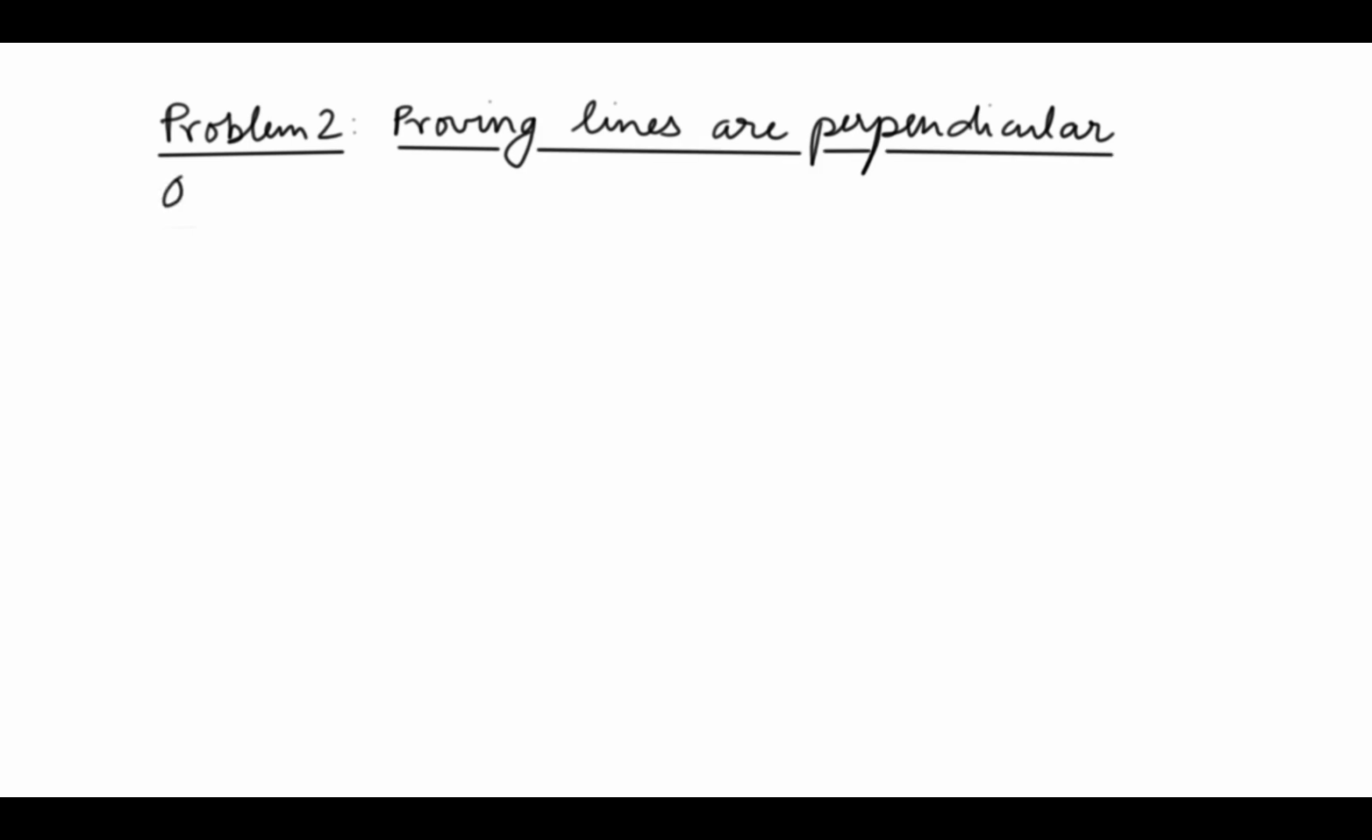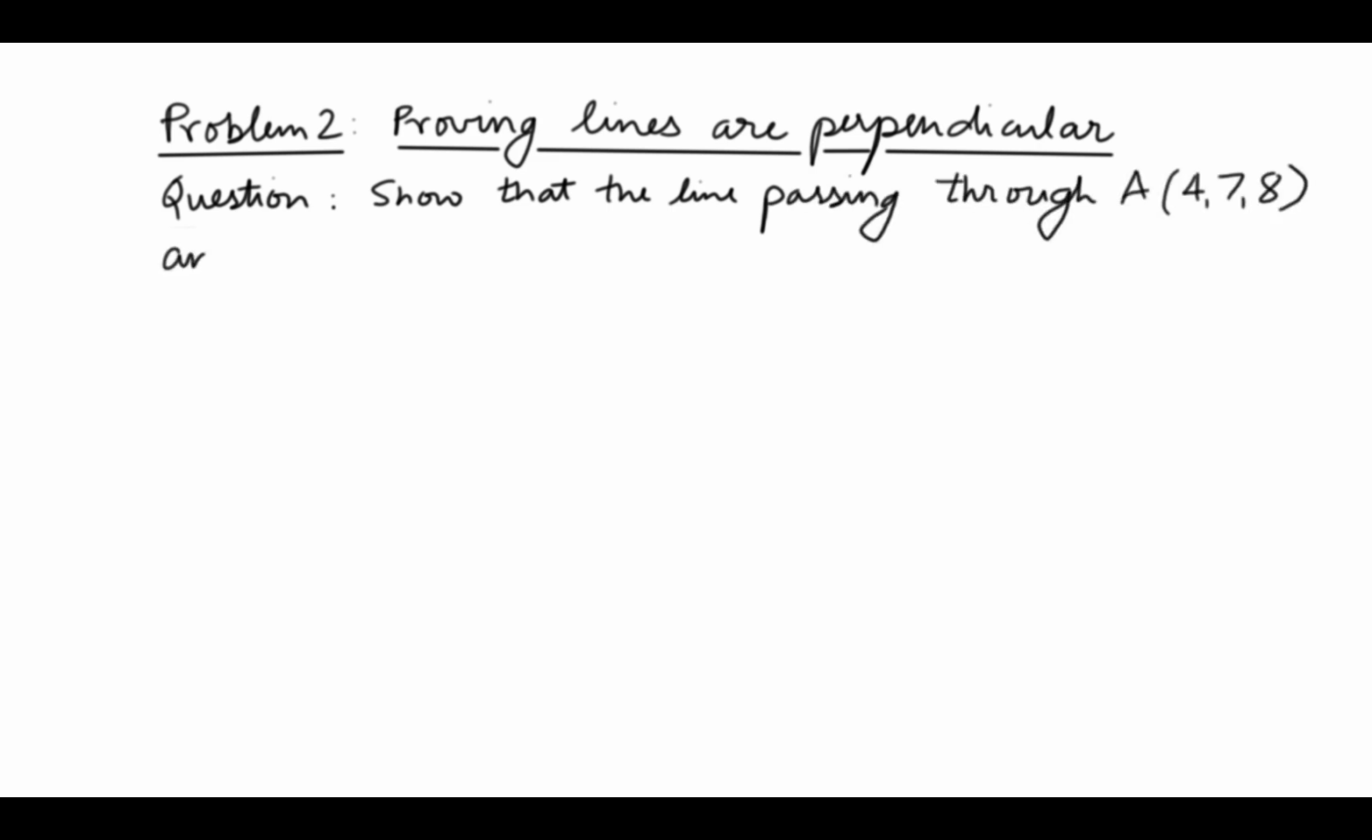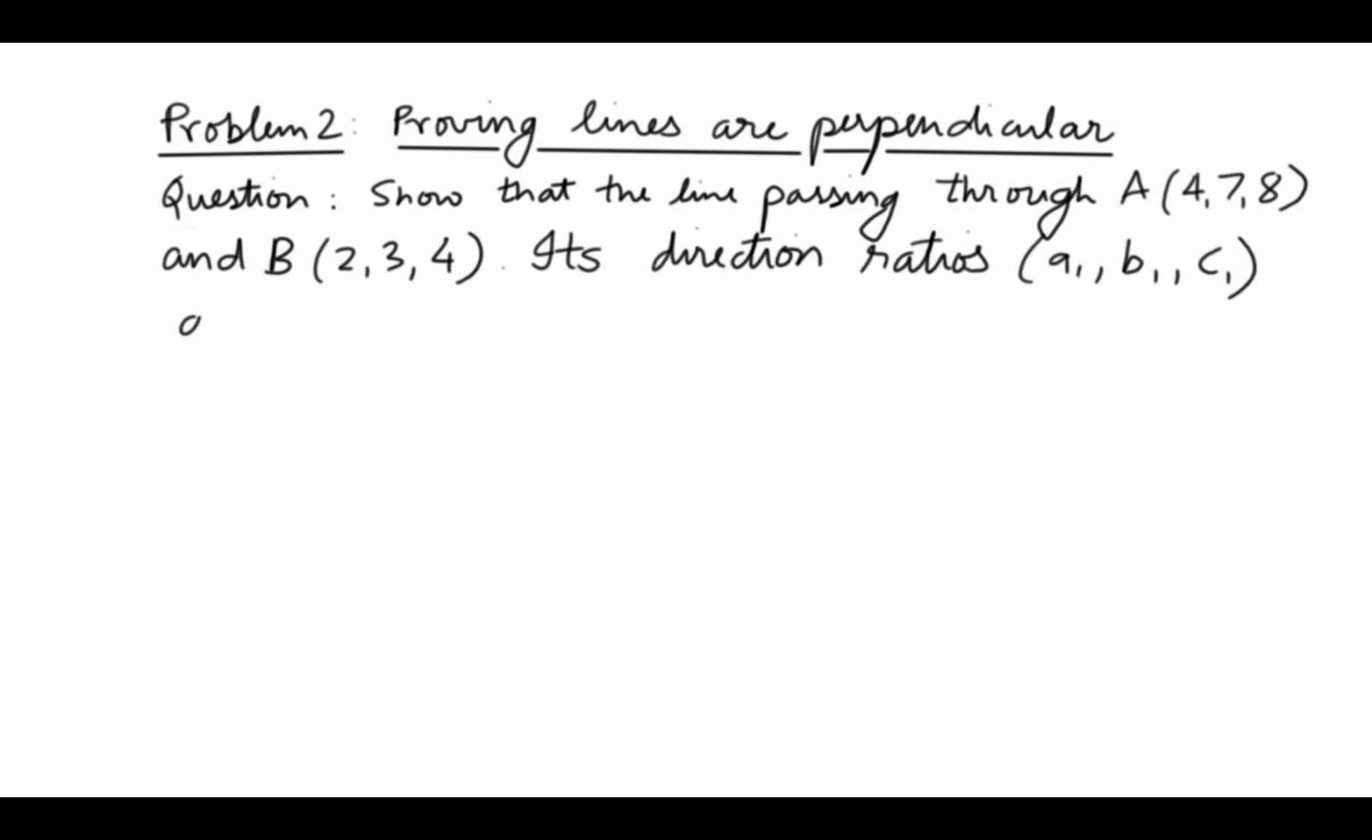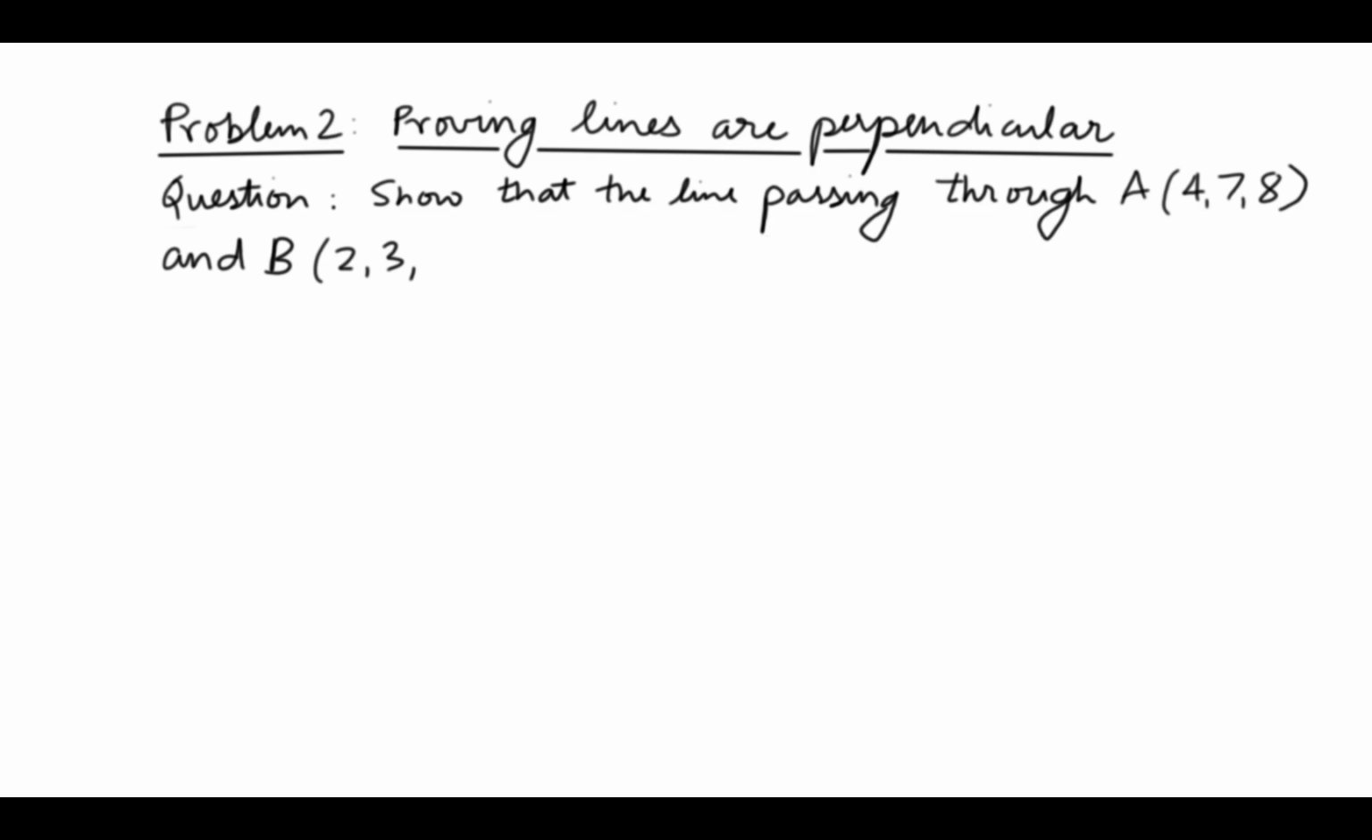Next problem is proving lines are perpendicular. The question is, show that the line passing through points 4, 7, 8 and 2, 3, 4 is perpendicular to the line passing through points 0, 3, 2 and 3, 5, 6.